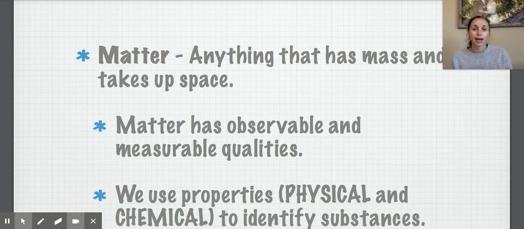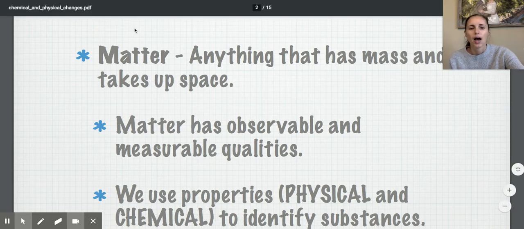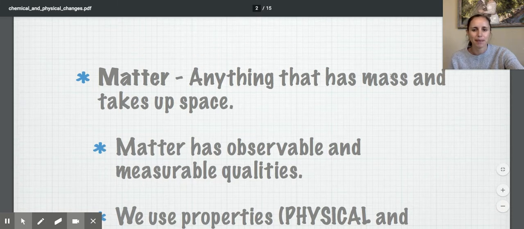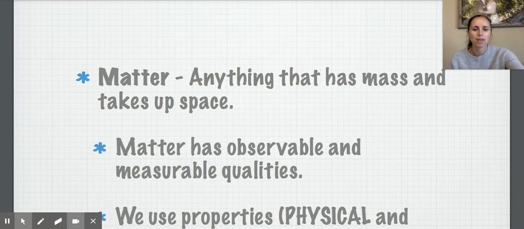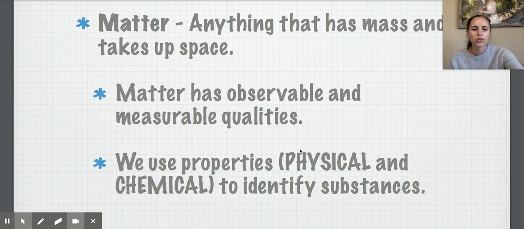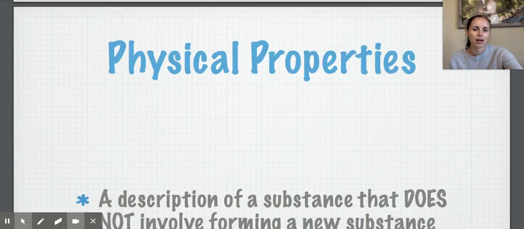Just a reminder that chemistry is actually the study of matter. So matter is anything that has mass and takes up space. Matter also has observable and measurable qualities. We use both physical and chemical qualities in order to identify a substance. So we use physical and chemical properties in order to actually study and describe matter.